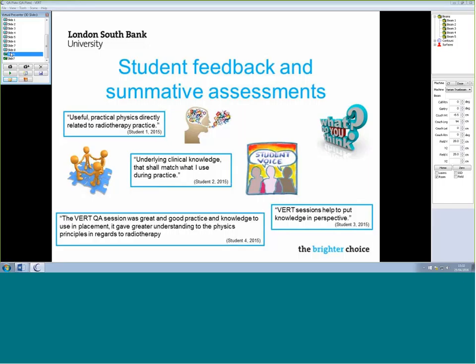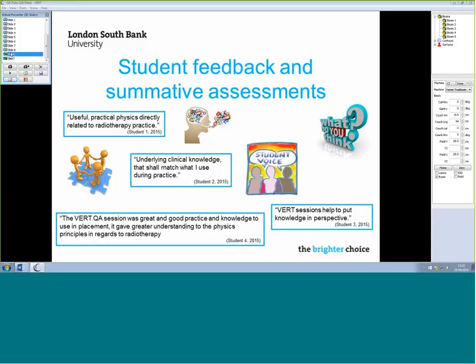So to go from our pass rate up to 94%, with only 6% failing that particular year, compared to previous years where we've had almost half the cohort fail, we can certainly see the added benefits that VERT physics has brought to our students' ability to pass their summative assessments.